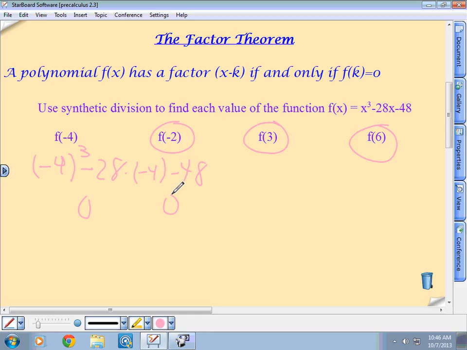Did I get -7 for the third one? It's not right, no. I don't know why you didn't know. You just used a calculator? Yeah. Okay, 3 cubed, minus 28 times 3, that's minus 84, minus 48. Actually, I just got negative 105. Yeah, that's what I got.